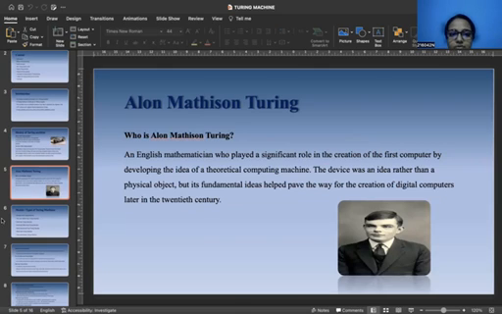Now let's talk about the inventor a little bit. He's an English mathematician, a computer scientist and a philosopher, born on the 7th of June in 1912, who played a significant role in the creation of the first computer by developing the idea of a theoretical computing machine. The device was an idea rather than a physical object, but its fundamental idea helped pave the way for the creation of digital computers later in the 20th century. Thank you, and over to you, Warren.